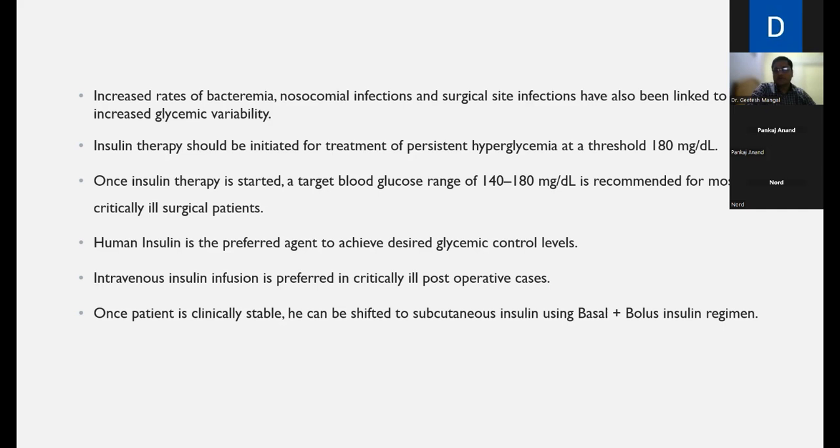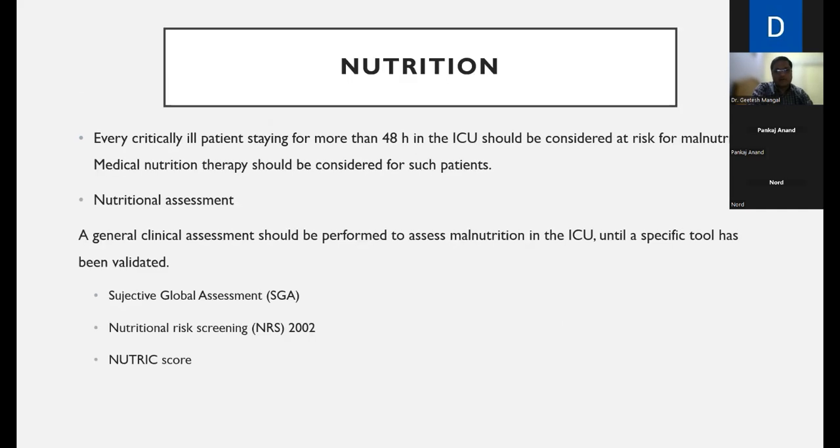But normally we use a basal insulin, and along with that, when the patient resumes oral intake or enteral intake, we can add a short-acting bolus insulin pre-meals. So that is how we usually manage glycemic control.